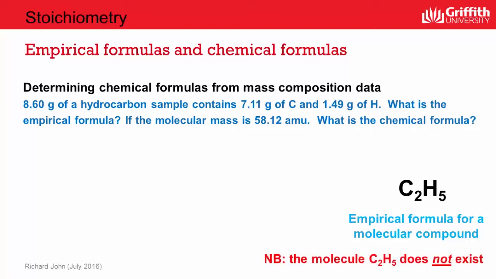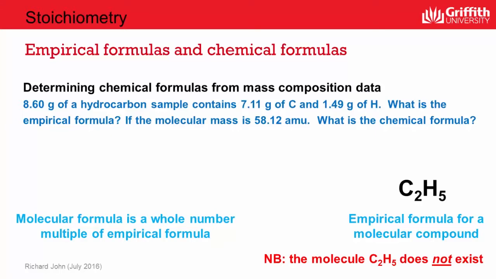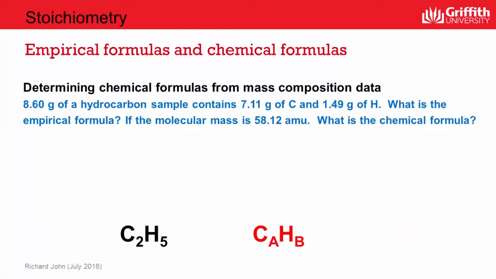It's also worth pointing out at this point that the molecule C2H5 does not actually exist, and that this is not the chemical formula of a compound, it's the empirical formula, the lowest whole number ratio of a compound. And the actual molecular formula, as we've said before, will be a whole number multiple of the subscripts in the empirical formula. So we can write the empirical formula down on the left-hand side there, C2H5, and we can use some new subscripts now for the actual chemical formula. So CaHb, what are the actual values of a and b? They are going to be whole number multiples of 2 and 5.